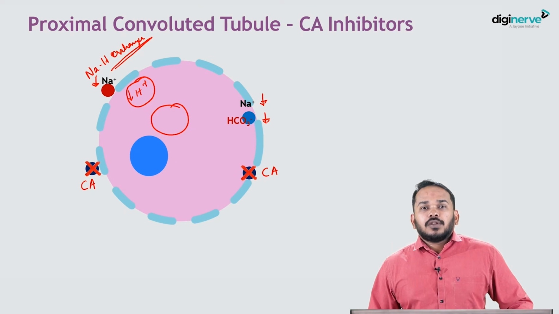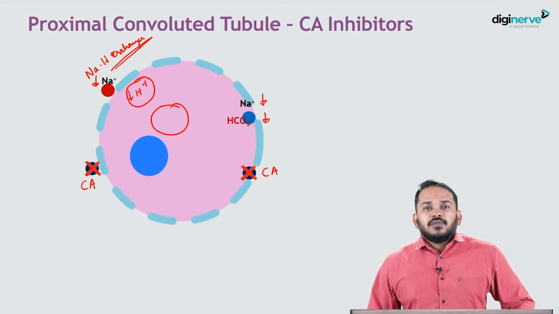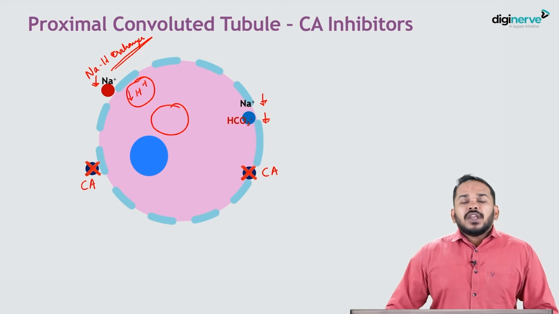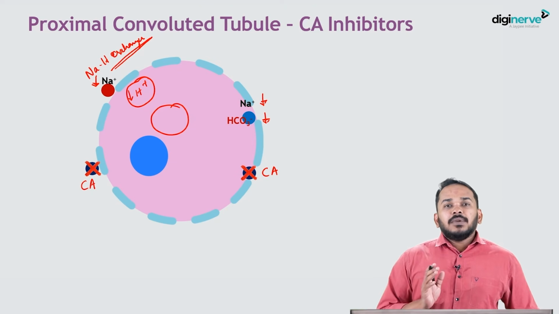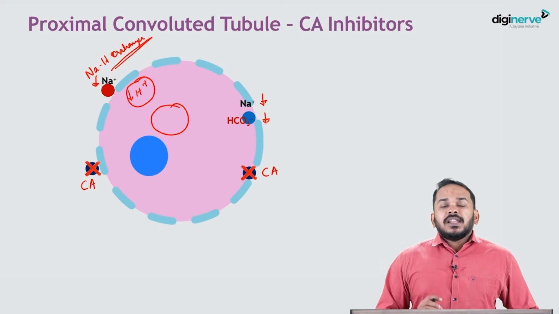be combined with water to form carbonic acid, again catalyzed by carbonic anhydrase enzyme. The carbonic acid will dissociate into H plus ions and HCO3 minus ions. These H plus ions will be used by the sodium hydrogen exchanger for reabsorbing sodium, and the bicarbonate ion formed will be reabsorbed along with the sodium. So carbonic anhydrase inhibitors will inhibit this enzyme carbonic anhydrase, thereby reducing the formation of H plus ions in the proximal convoluted tubular cells. This will result in reduced reabsorption of sodium ions and reduced reabsorption of bicarbonate ions.